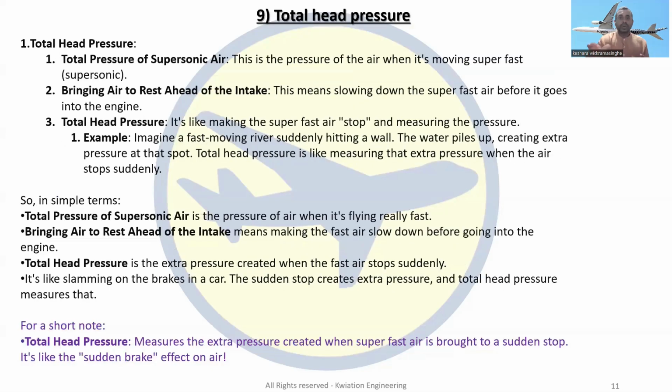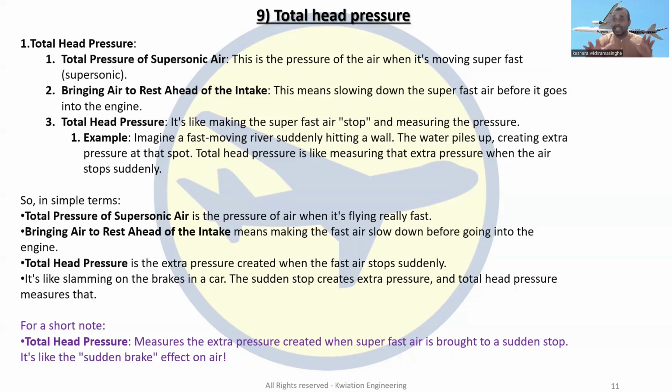All right. So the next one, total head pressure. Total head pressure, the first one, the total pressure of supersonic air. So this is the pressure of the air when it is moving super fast. That is called supersonic. Bringing air to rest ahead of the intake. So this means slowing down the super fast air before it goes into the engine.